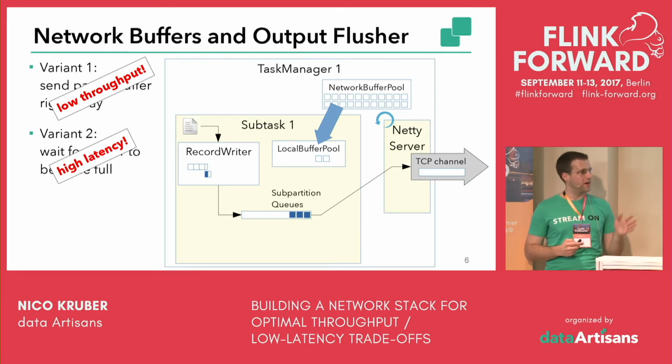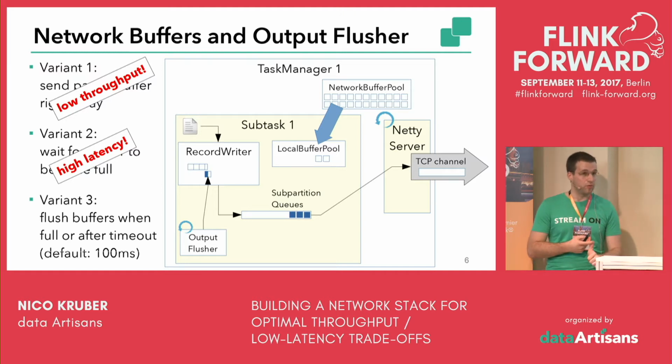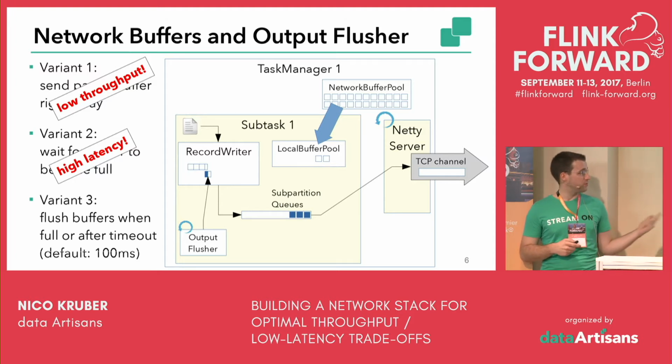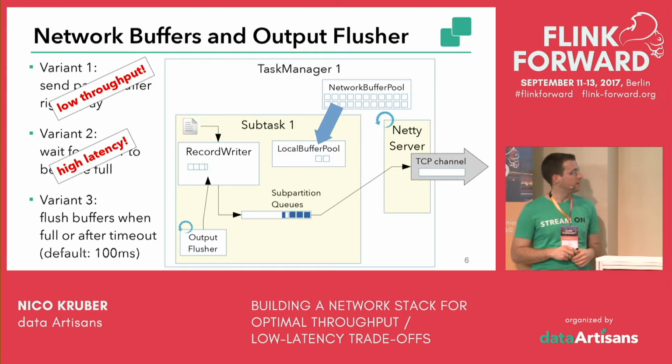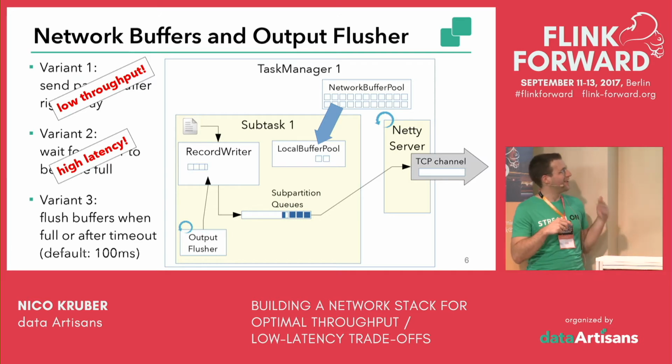So what Flink 1.3, and before as well, does is it has a so-called output flusher. This partial record is basically sent whenever it is either full by adding additional records to it, or when a timeout hits. And this is what the output flusher does. So every, by default, 100 milliseconds, it flushes this partial buffer into the queue. So then you have an upper time limit on the latency. You can configure it yourself. Default is 100 milliseconds. And so you can basically decide whether you want low latency or high throughput.